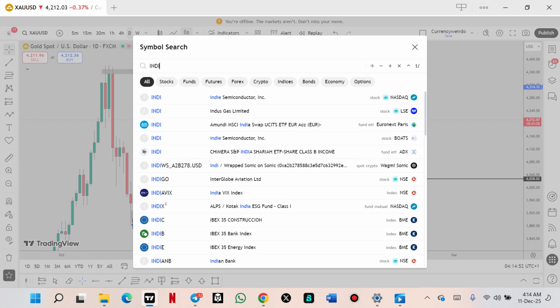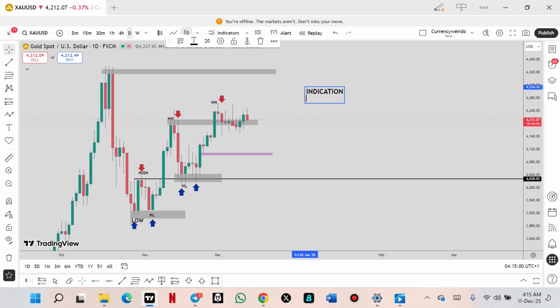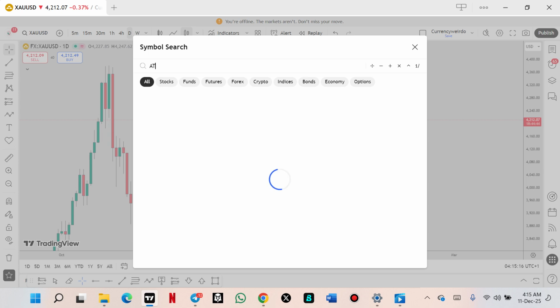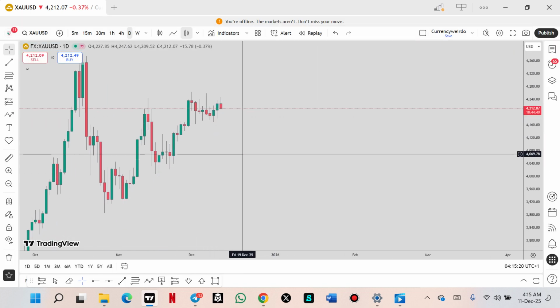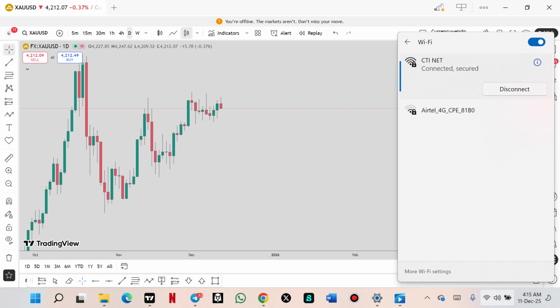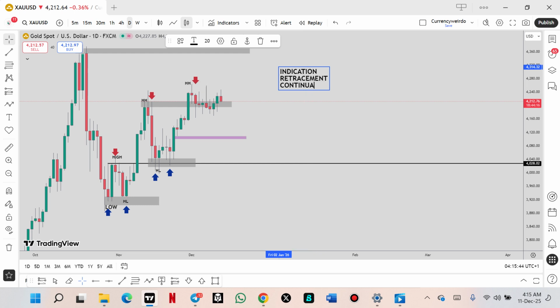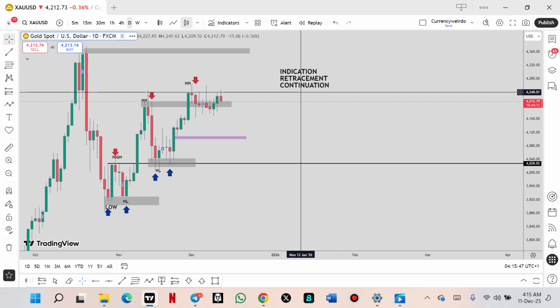We have the phases that price moves in: indication, retracement. Oh come on, where did you go? Are you kidding me? Excuse me, guys. All right, so basically, these are the phases in market movement.